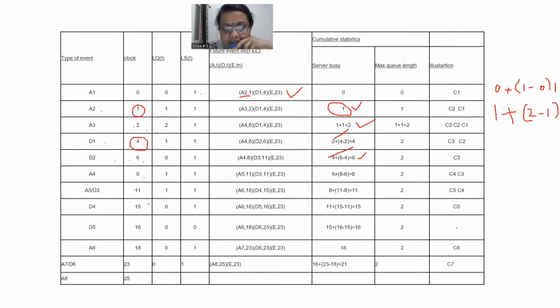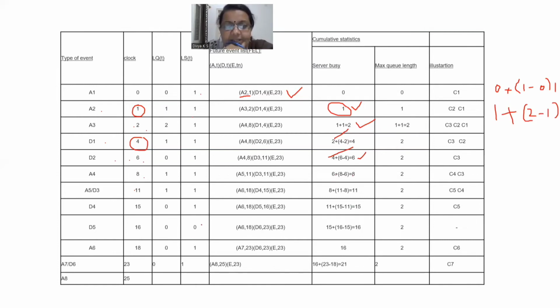Next 11 plus 15. While you are doing all these, take care of L of ST. Whenever L of ST equals 0, that time the whole story will change. Here we are not doing anything different because all L of ST equal 1. So if L of ST equals 1, the same formula: previous server busy value plus clock minus previous server busy value. It will go like that up to here.